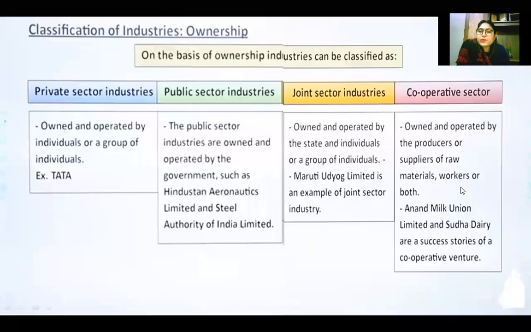How is it a cooperative sector? Because it is owned and operated by the producers or the suppliers of raw materials, workers, or both. Now you know that milk comes from where? Milk comes from the buffaloes or the cows in the field or from the farmers who are rearing the livestock. Under that, labor is also working. The farmer pays the laborers for the milking process. Then the farmer sells the milk to the milk factories, for example Amul. So the farmer is also getting paid for this.